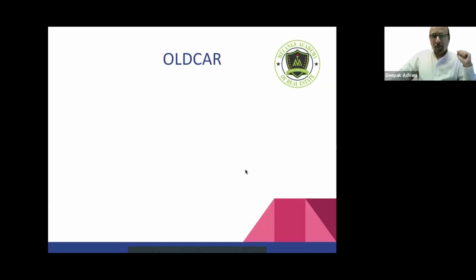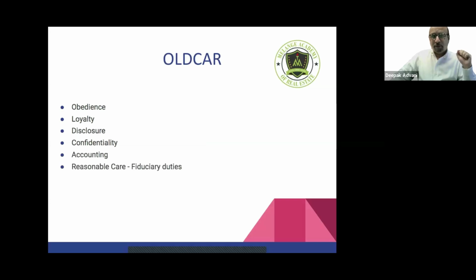OLD CAR. Obedience, loyalty, disclosure, confidentiality, accounting, and reasonable care. So whenever there is a question regarding fiduciary duties of an agent, you need to remember this term, OLD CAR.